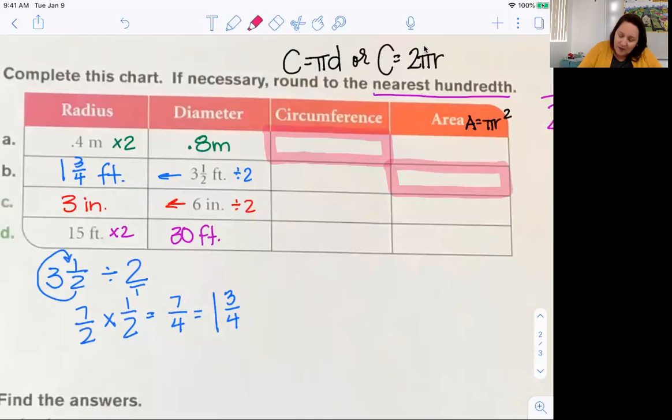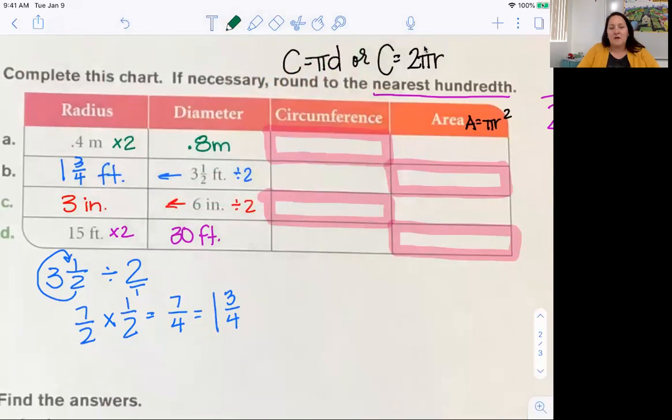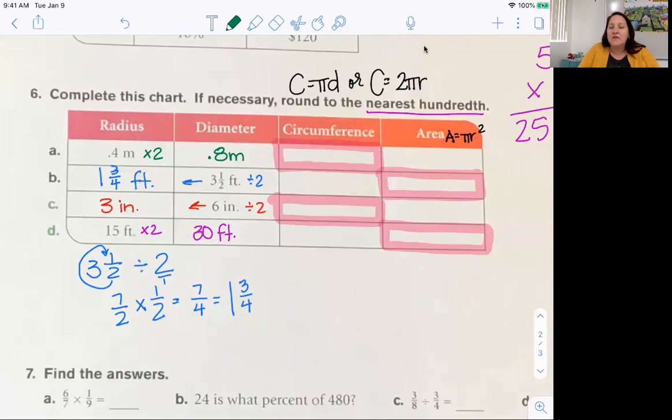We'll do a little pattern here. This one, and this one. Let's do 4 of these together. So letter A, 6A, we're going to find the circumference of a circle with a 0.8 meter diameter. Circumference equals pi times diameter. This is A. Circumference equals 3.14 times, what's our diameter?